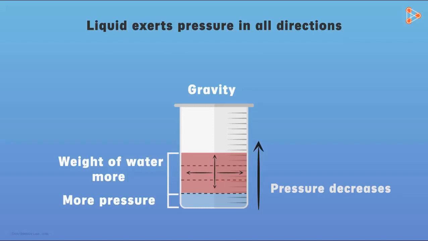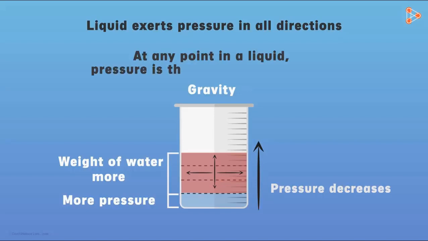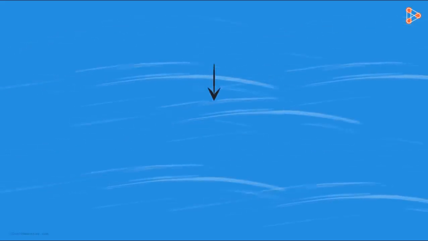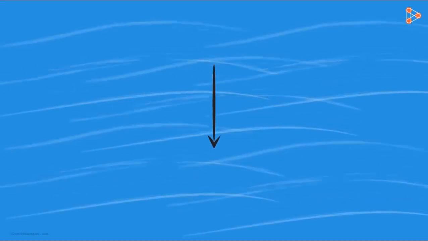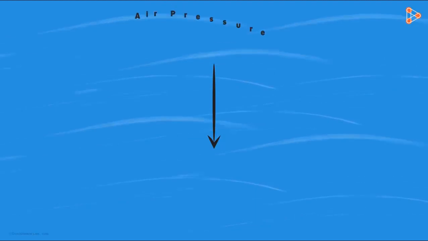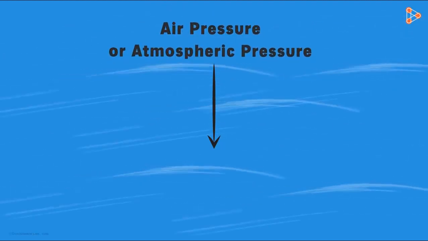One more thing that we studied about liquid pressure is that at any point in a liquid, the pressure is the same in all directions. That is, if I take any point here in this water, the pressure exerted by water here is the same in all directions. Air also behaves in the same way. Just like water, air is also being pulled down by the Earth's gravitational force. This force applies pressure on the air in the downward direction. The pressure exerted by air is called air pressure or atmospheric pressure.